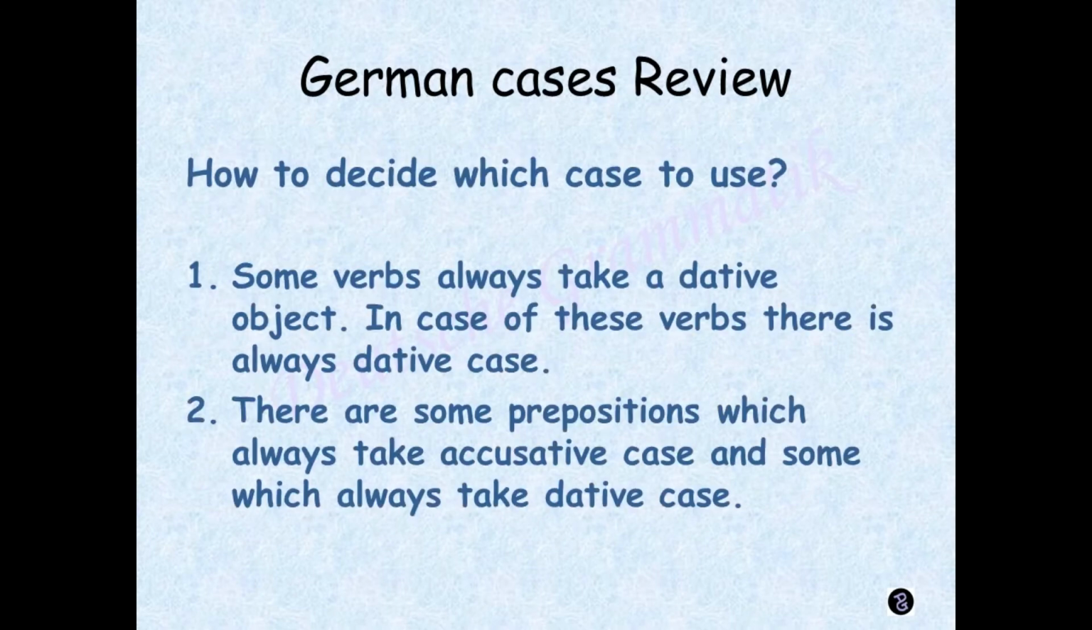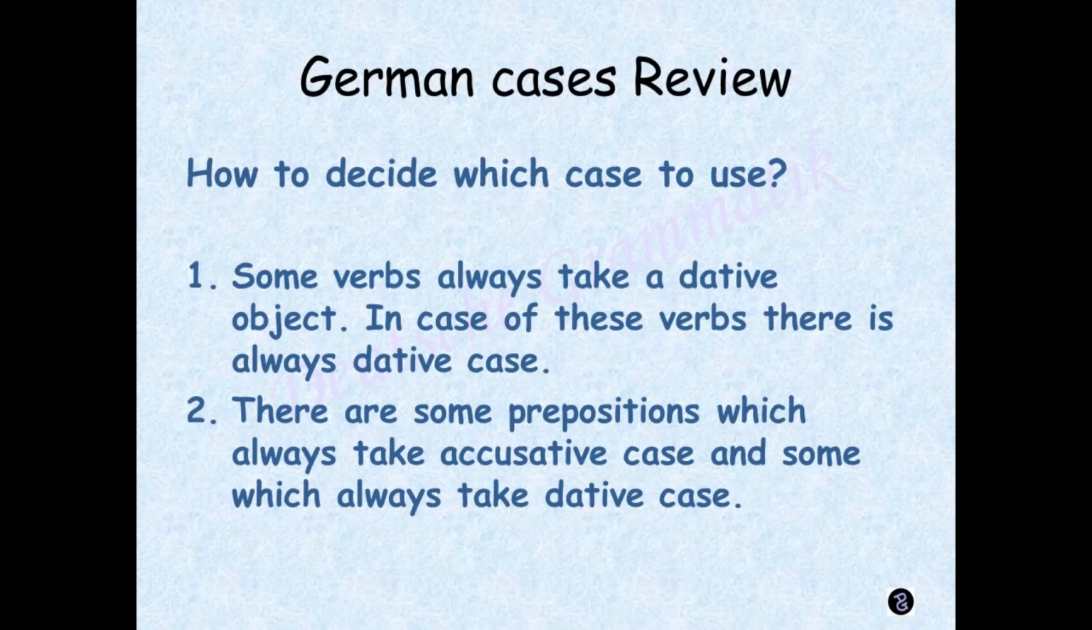Now, as you know, there are 4 cases in German language: nominative, accusative, dative and genitive. But you must be confused about how to decide which case to use. Here are some useful tips for it. The first is there are some verbs which always take a dative object. So, if these verbs are used, the case is always dative case.